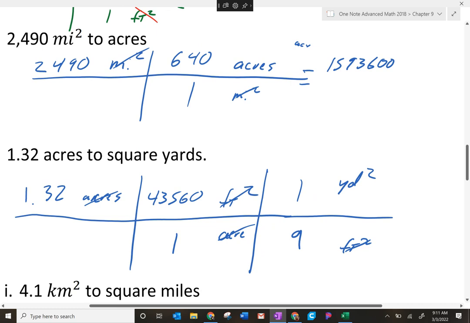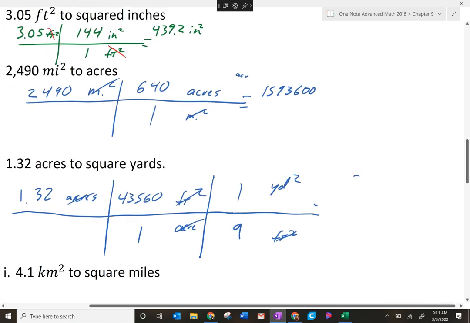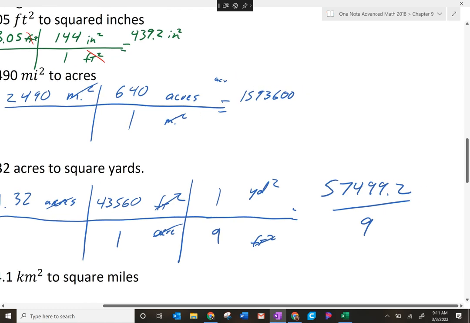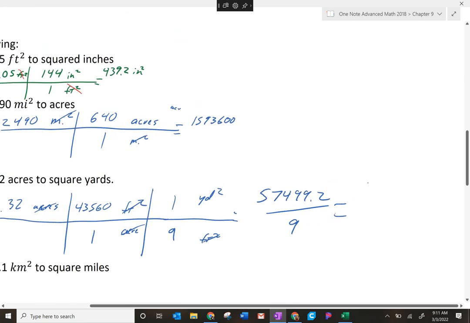So 1.32 times 43,560. My top number, let me zoom out just a smidge, is 57,499.2. All of that's going to be over 9, because I need to figure it out just for yard squared, so I do need that bottom number to be a 1. Once I divide both of those together, I'm left with 6388.8 yards squared.